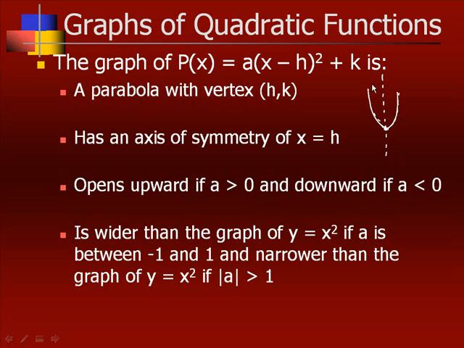The parabola will open upward if a is greater than 0, and it will open downward if a is less than 0. The graph will be wider than the graph of x squared if a is between negative 1 and 1, therefore if a is a fraction. And it will be narrower than the graph of y equals x squared if the absolute value of a is greater than 1, meaning we don't care if it's a positive 4 or a negative 4, as long as it's greater than 1, the graph will be narrower.